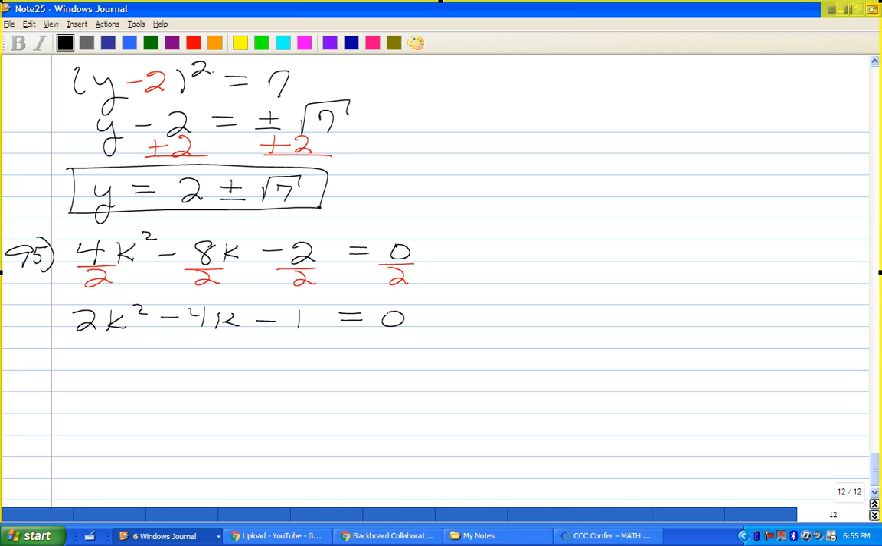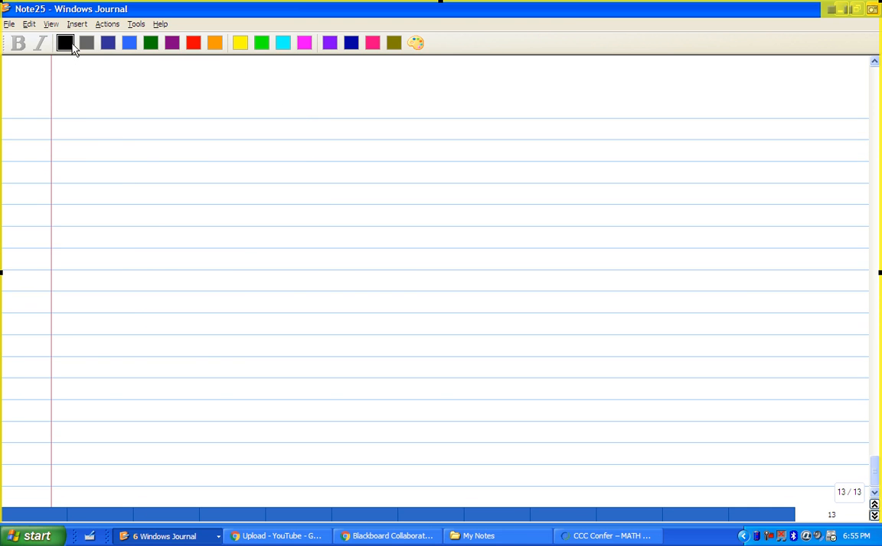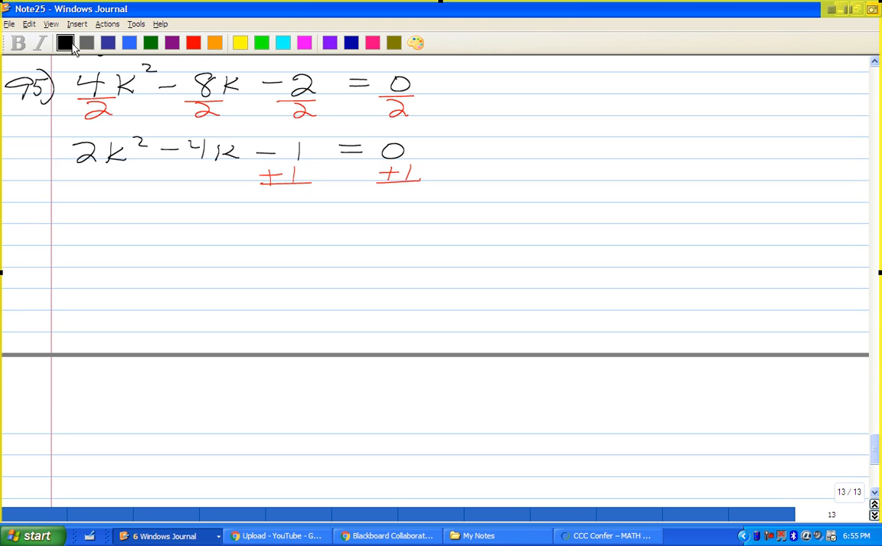Okay, so now let me add 1 to both sides of my equation so that the k's are on the left-hand side only. So I have 2k squared minus 4k is equal to 1. So let me complete the square.